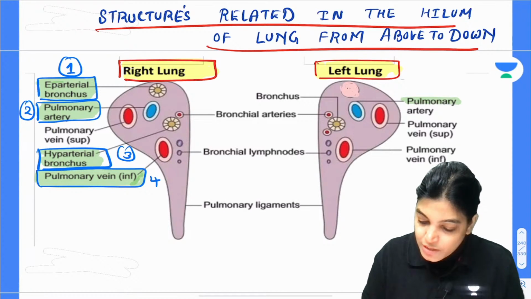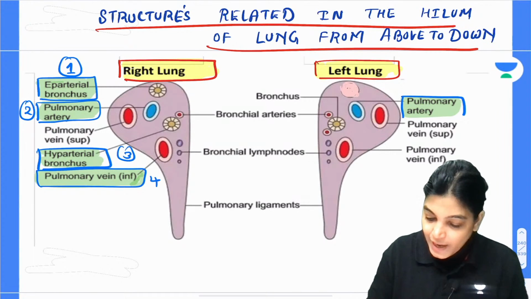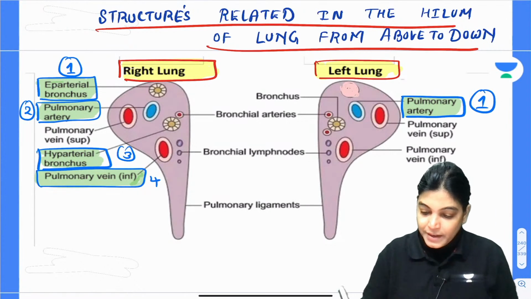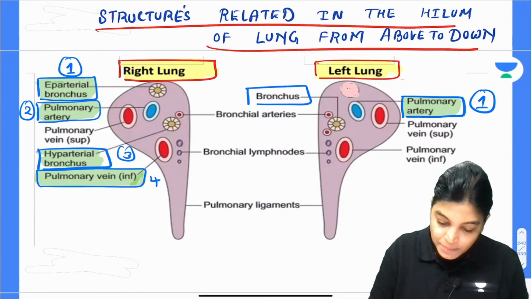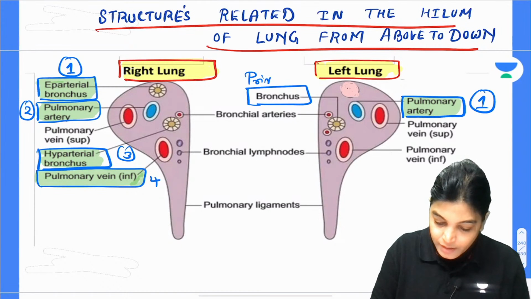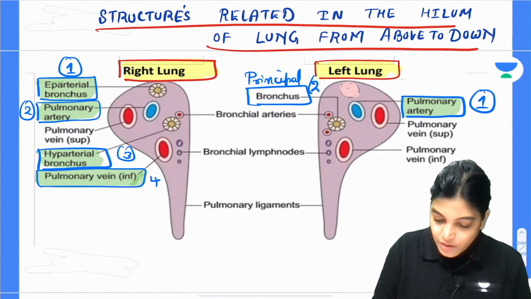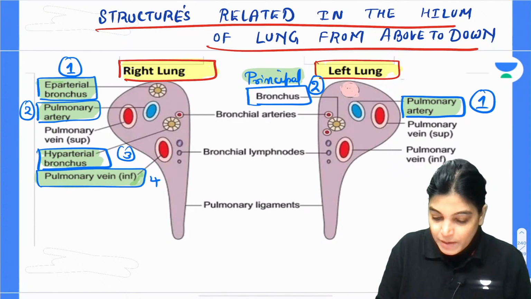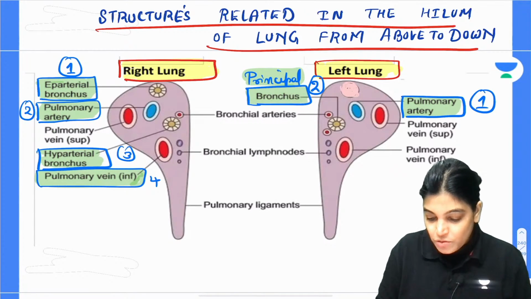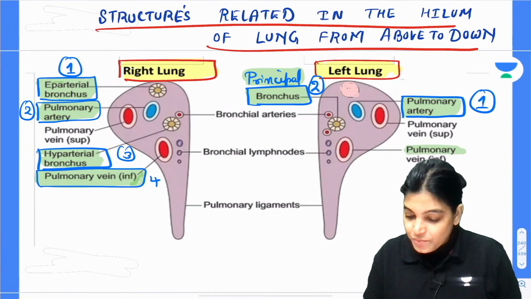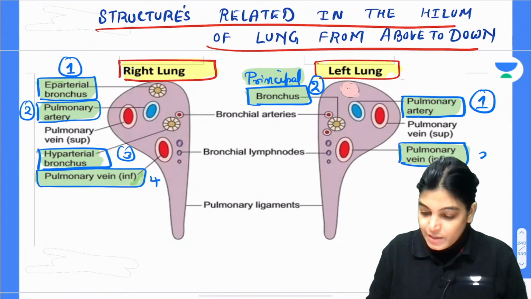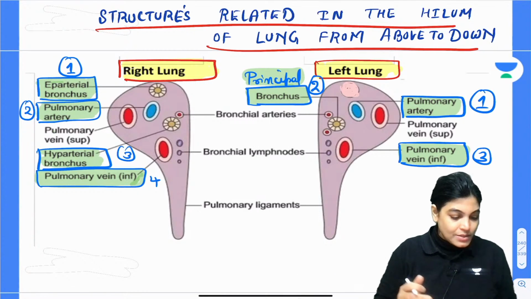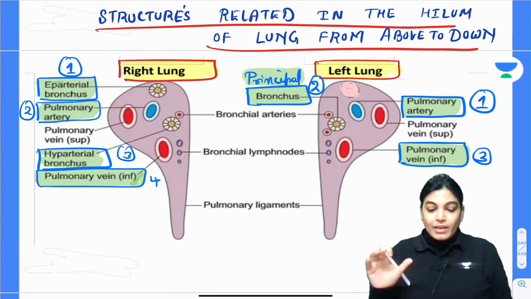Here the superior most structure is the pulmonary artery, because this difference is because we have got just one bronchus on the left hand side. Pulmonary artery, and then this bronchus, which is actually the principal bronchus, the second structure from the superior aspect, and the inferior most structure is the inferior pulmonary vein. This is the third structure. So the relation is exactly different. Have you understood, Devesh and everyone? So this is the relation.